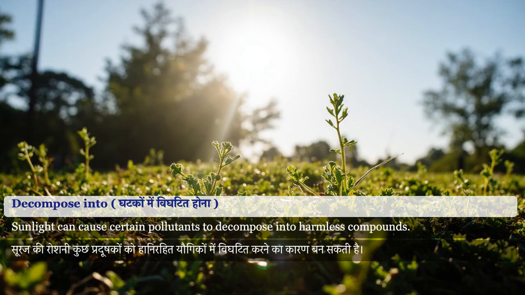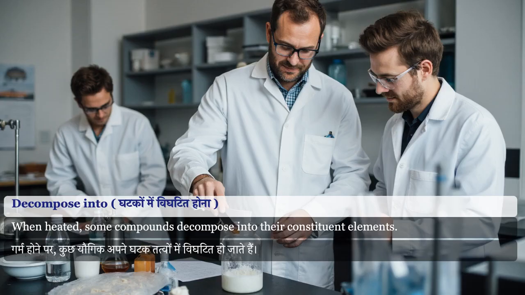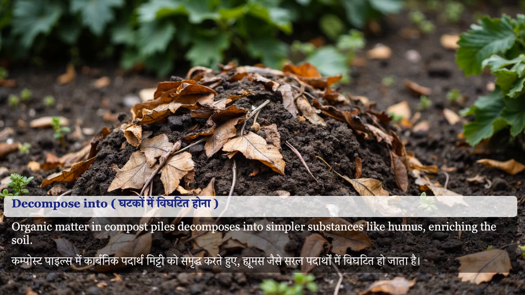Sunlight can cause certain pollutants to decompose into harmless compounds. When heated, some compounds decompose into their constituent elements. Organic matter in compost piles decomposes into simpler substances like humus, enriching the soil.